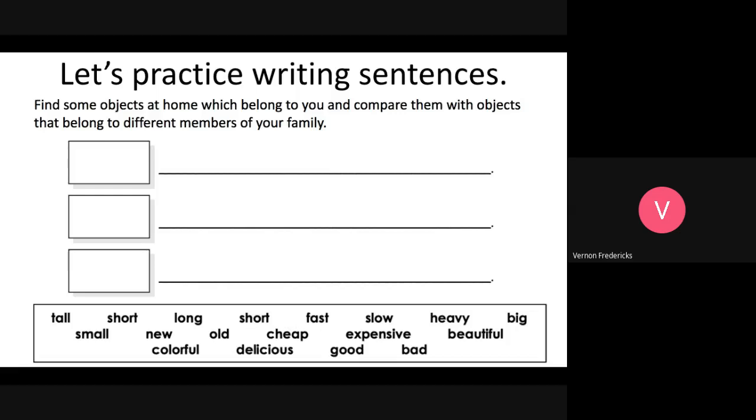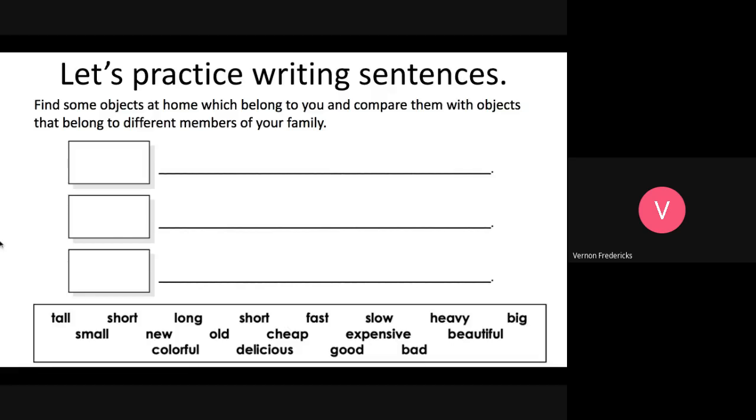Okay, students. A couple of examples. You can say my laptop is bigger than my father's laptop. My laptop is better than my brother's laptop. My laptop is cheaper, or older, or more expensive, or heavier. My laptop is worse, or my laptop is better. Or my laptop is smaller than my brother's laptop. These are all adjectives that you can use.